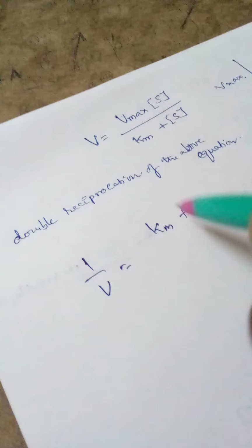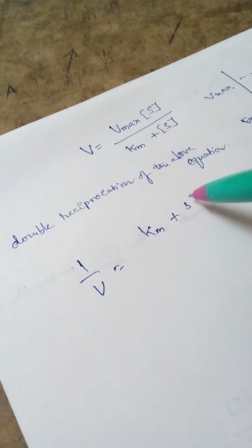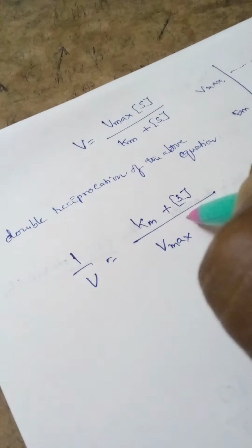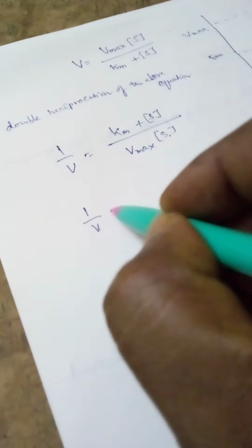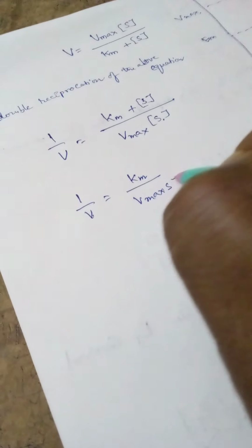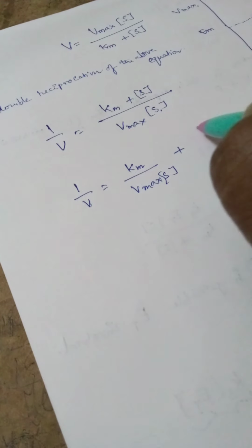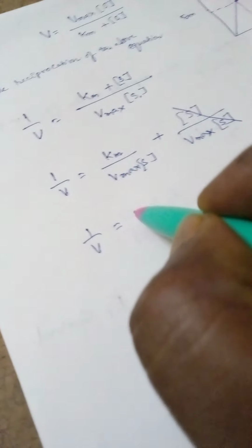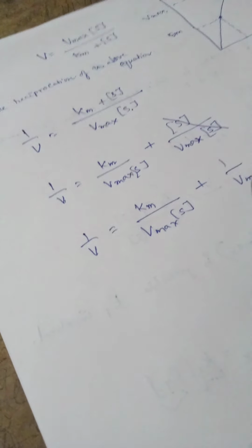Numerators are converted into denominators, denominators are converted into numerators. So that Km by Vmax into S. Now 1 by V is equal to Km by Vmax into S plus S by Vmax into S. Now these two S should be cancelled. Now the resultant equation is 1 by V is equal to Km by Vmax into S plus 1 by Vmax.